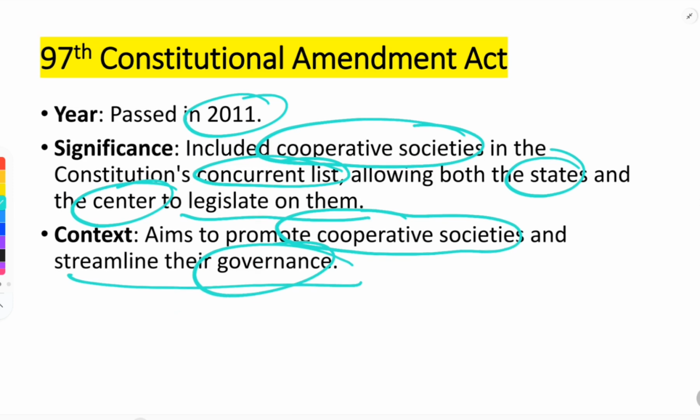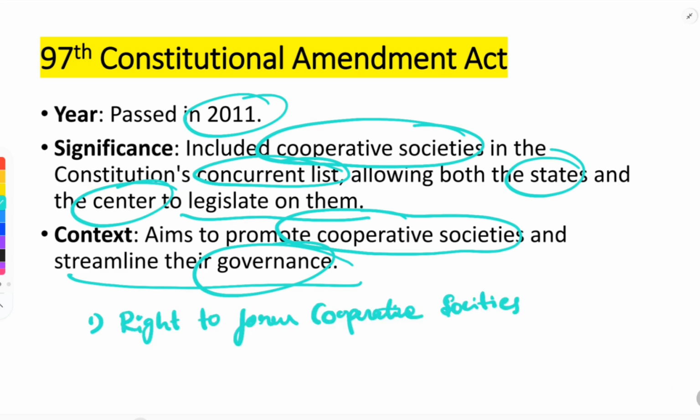Through this amendment, 3 changes were made in the Constitution with respect to cooperative societies. The first one is that it made the right to form cooperative societies a fundamental right. The right to form cooperative societies was added to Article 19.